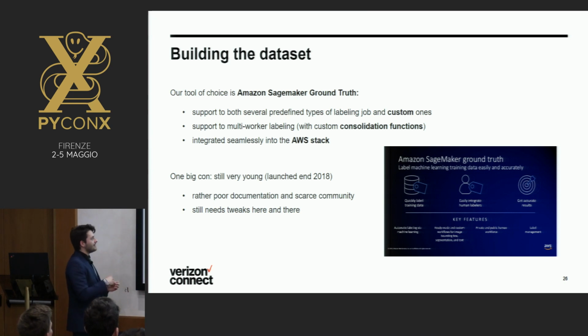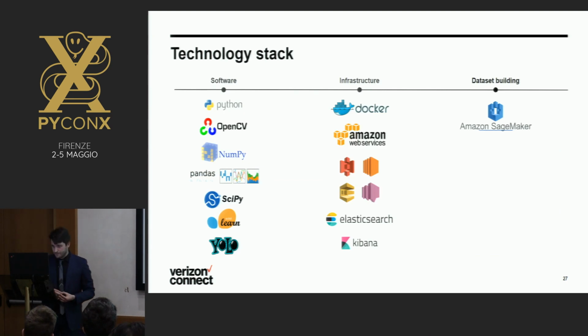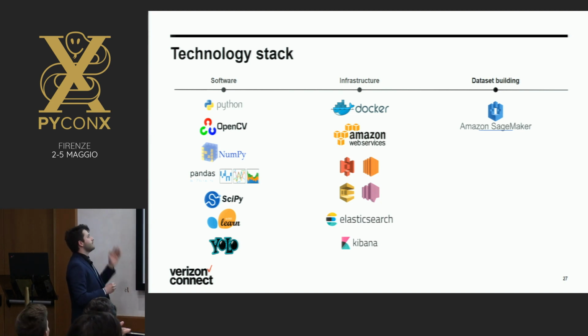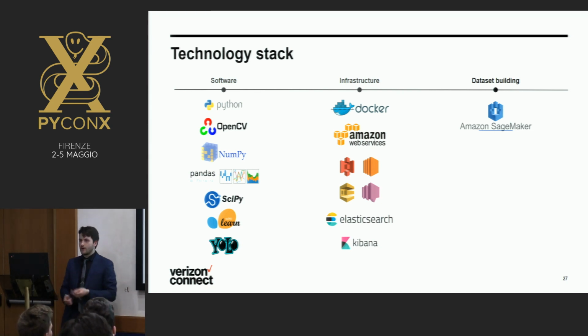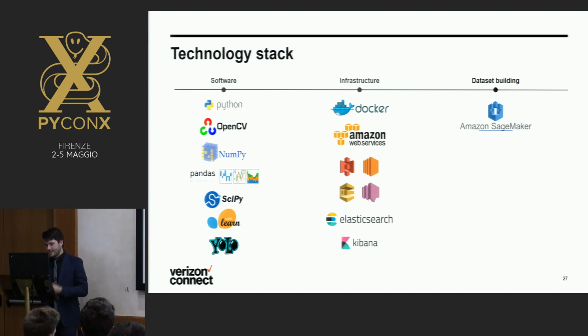And it's still undergoing some tweaks here and there. So, going towards the conclusion, this is the technology stack that we used. Under the software aspect, we used, as I said, Python with the aid of some libraries such as OpenCV, NumPy, Pandas, SciPy, scikit-learn, and the YOLO library. Then, for the infrastructure aspect, we chose to use the most common one, Docker, along with AWS and its most common tools: S3, ECS, SQS, SNS, and so on.